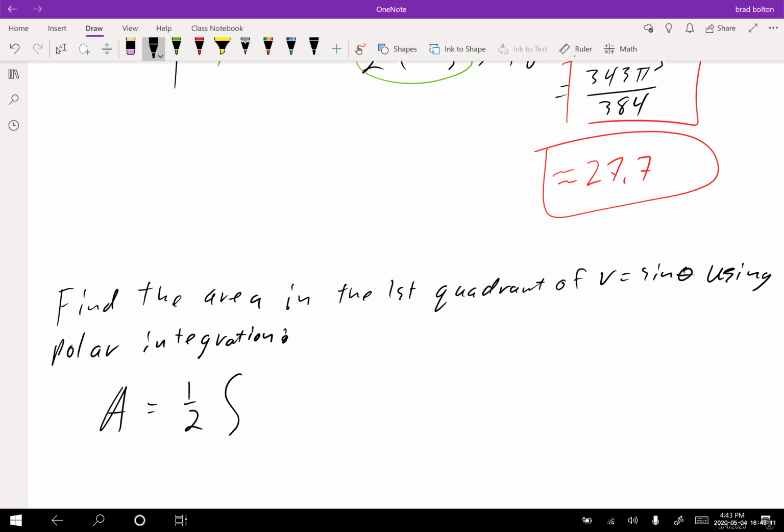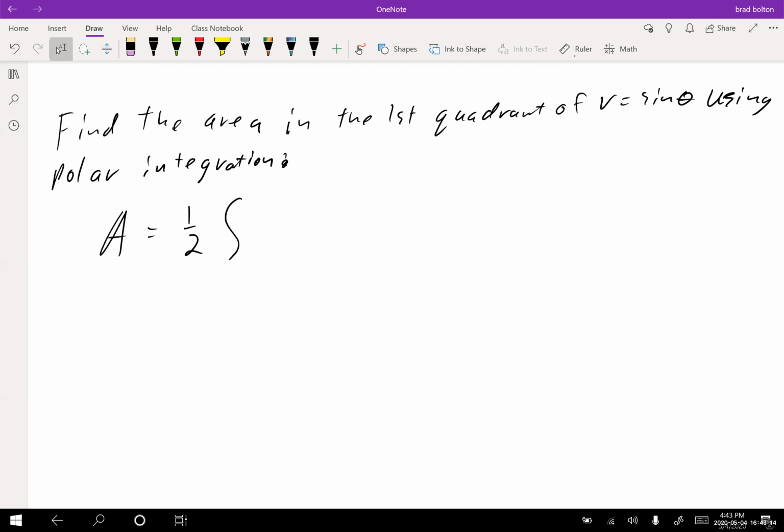Now, what would be our r equals sine theta? So if you put this in your calculator, you should get a circle. Okay, that's as good as it's going to get, guys. I can't draw a circle better than that. That's amazing for me. So we only want the area in the first quadrant. So that means we're going to start here and we're going to sweep all the way around, and we only want this area in the first quadrant. So we know that this is pi halves, and we know this is 0. So we're going to say from 0 to pi over 2.